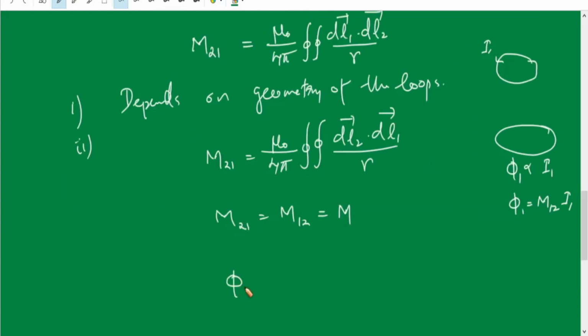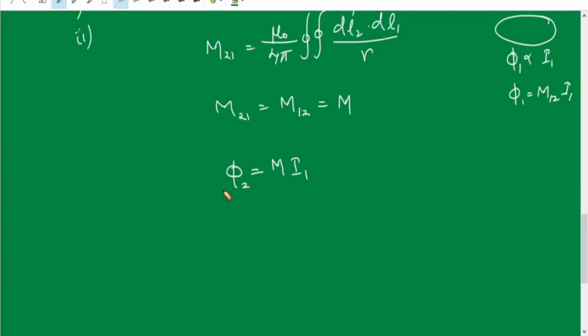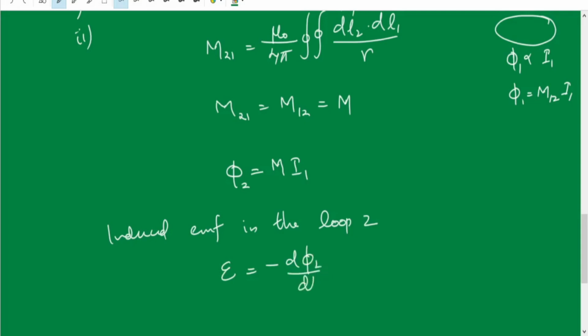So phi 2 is equal to phi 1, or phi 1 is equal to phi 2. Right, phi 2 is equal to M times the current in loop 1. Now what is the EMF? If this flux phi 2 changes with time, then the induced EMF in loop 2 is E equal to minus d phi 2 divided by dt.